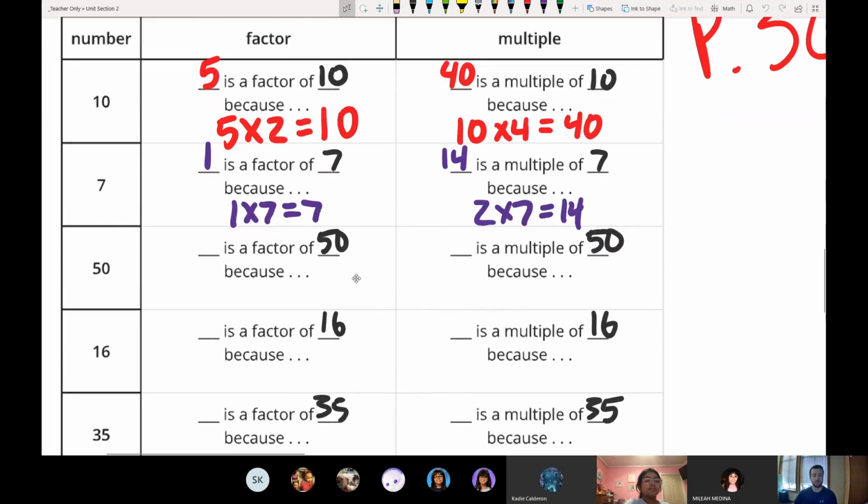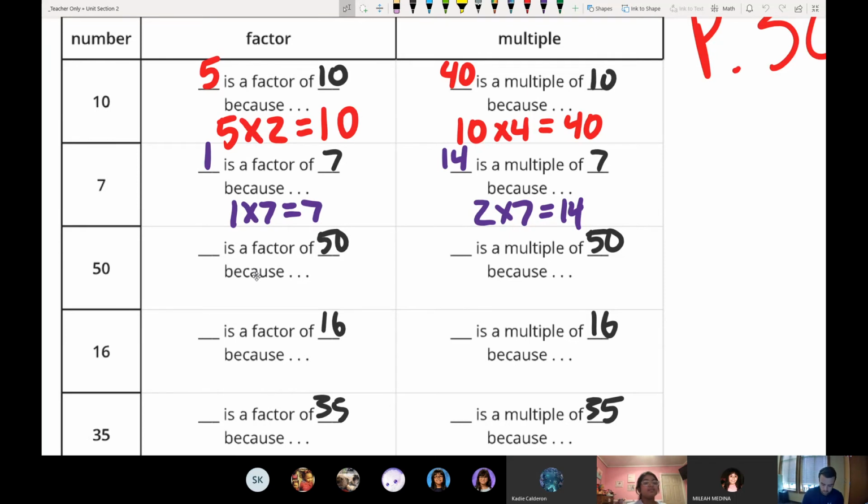We're kind of running out of time, so let's do the last couple together here, and then I'm going to let you finish off the assignment on your own as homework, okay? So let's look at 50. What could a factor of 50 be? Camila, I see your hand up. What's a factor of 50?